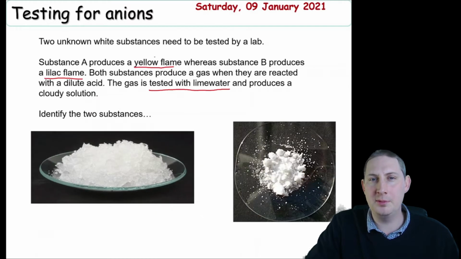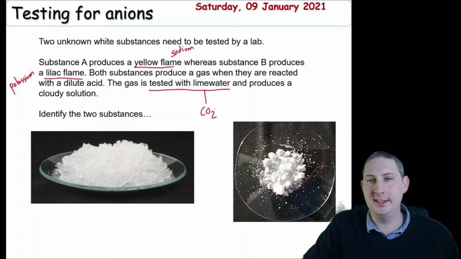Right. What produces a yellow flame? Well, hopefully you know that a yellow flame is produced by sodium. It produces a yellow-orange flame. A lilac flame is produced by potassium. The gas is tested with lime water to produce a cloudy solution. Well, you should recognise that as carbon dioxide, CO2.